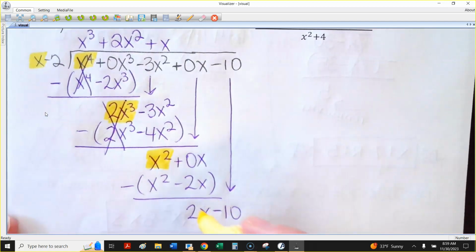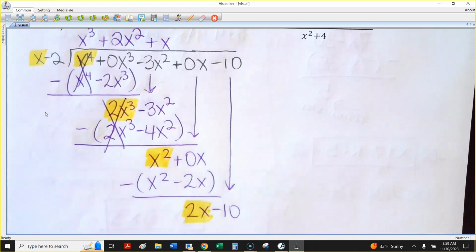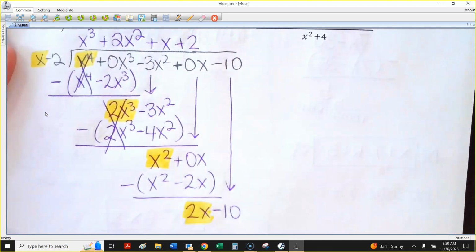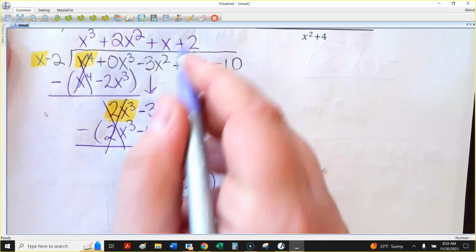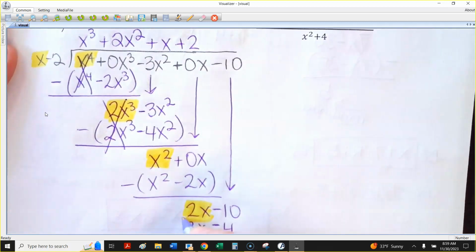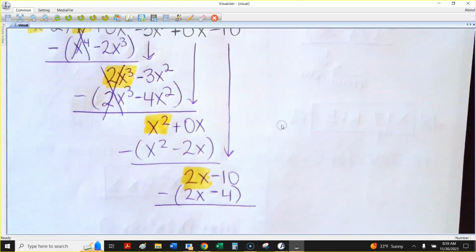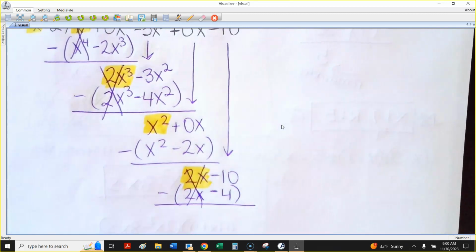What would you multiply x by to turn it into 2x? Just a 2. So just plus 2 up here on the top. Now, 2 times x, and I'm writing too big, is 2x. 2 times negative 2 is negative 4. And if you do the subtraction here correctly, and people get tripped up by this, you do get a negative number. So this 2x minus 2x, 0. Negative 10 minus a negative 4 is really negative 10 plus 4. So this ends up being negative 6. Don't be tripped out by that if you get a negative number for your remainder.